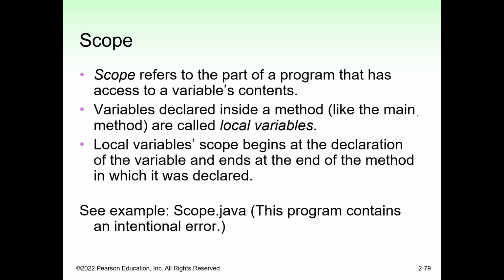So scope just refers to the part of the program that has access to any variable's contents. And in simple language, if you have a method and you have a variable that's inside of that method, nobody else will see that variable. Nobody else will have access to that variable. That variable only belongs to that method. So its scope is within that method. That's all there is to scope. And yeah, remember local variables and global variables. Global variables are the ones that are declared in your main class. Local variables are declared inside of your methods.